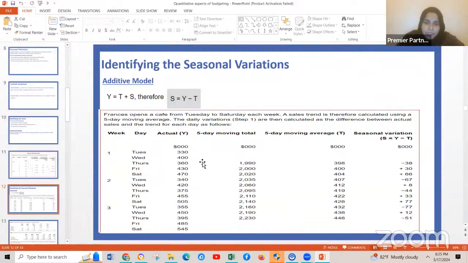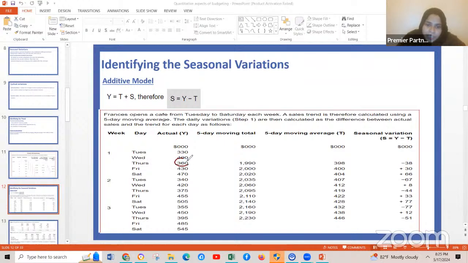Then the next 5, 400 to 340: take the total, divide by 5. Like that you take it. Then you compare this average with the actual. When you subtract, you find the seasonal variation. Actual sales Y equals trend T plus seasonal variation, so seasonal variation equals Y minus T. By calculating the moving average, you are finding the trend.